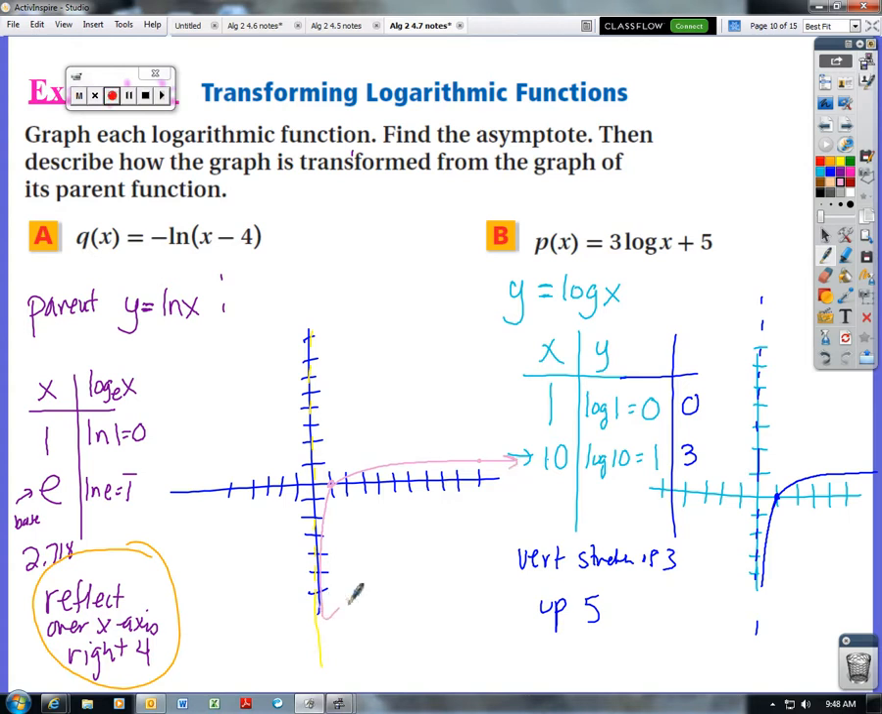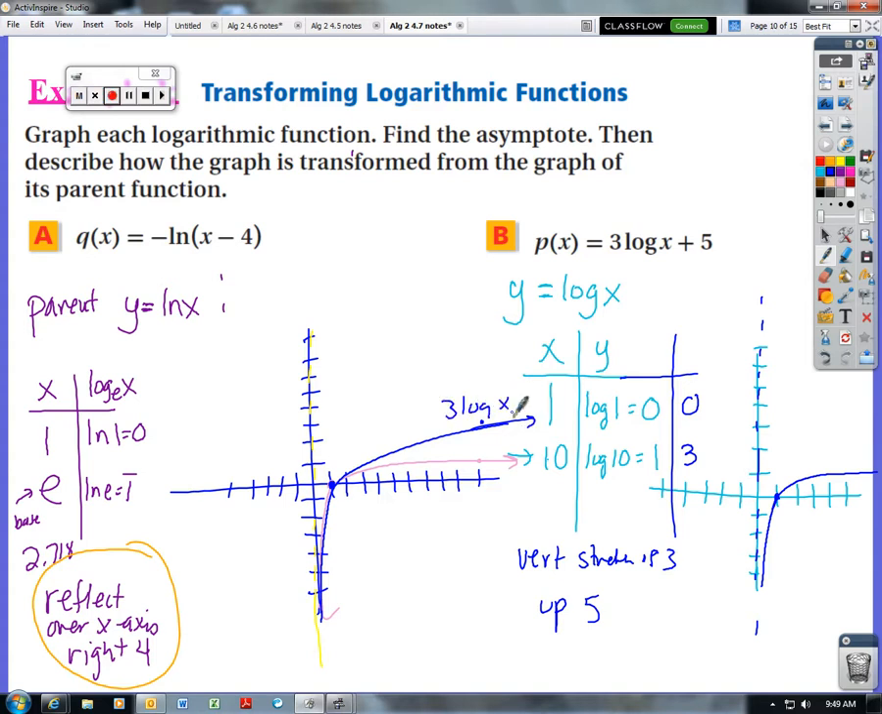That's the parent. Then after I stretch it, I'm going to have the point (1, 0). That doesn't change. And then (10, 3). So over at 10, I'm now stretched up to 3. And the asymptote stays the same with that stretch. So this is 3 log of x.